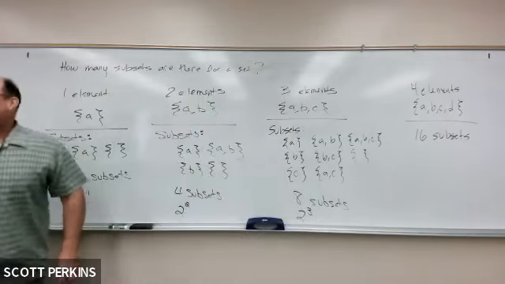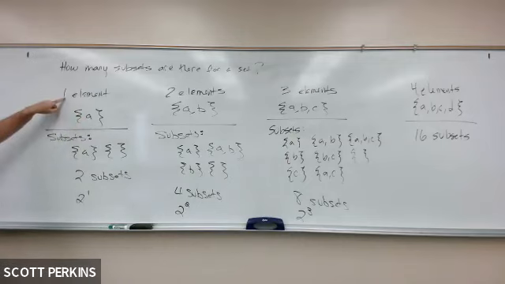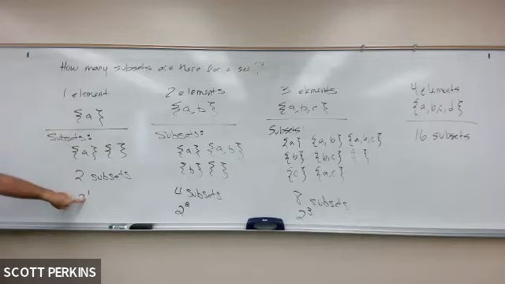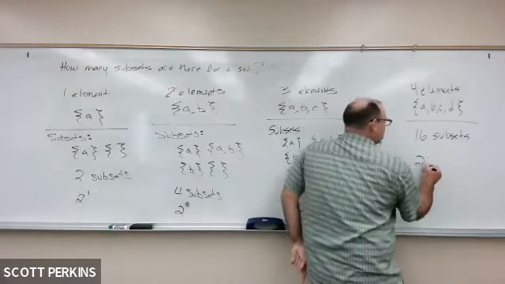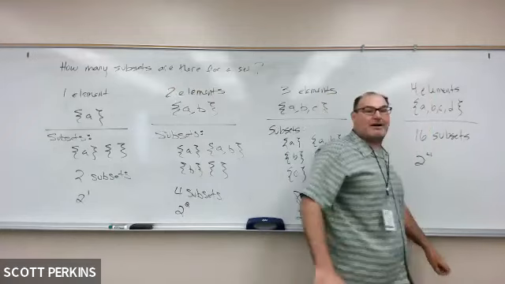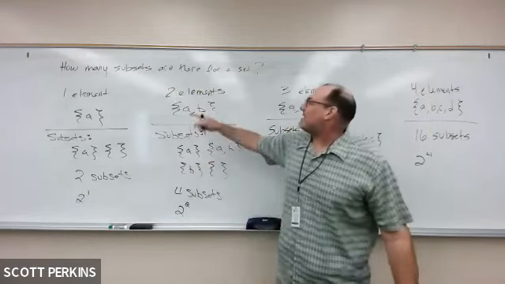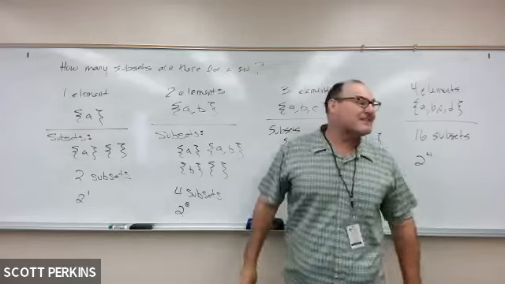So what's happening every time with my number of elements? What am I doing with this number? It becomes my exponent. 2 to the second, 2 to the third, 16 is 2 to the fourth. You can use your calculator to verify. So how many subsets are there for a given set?